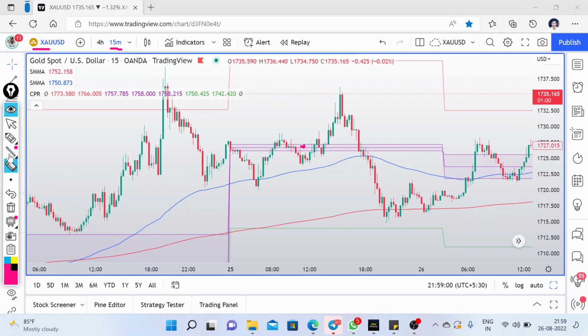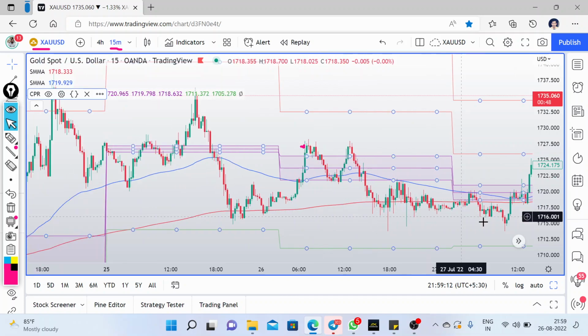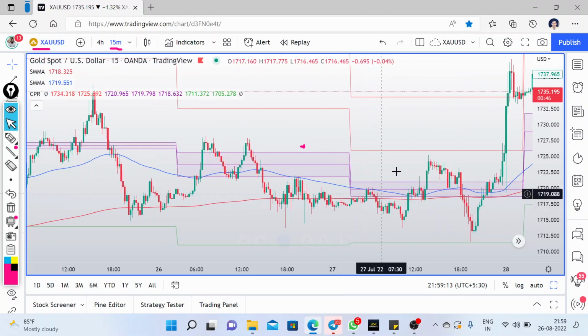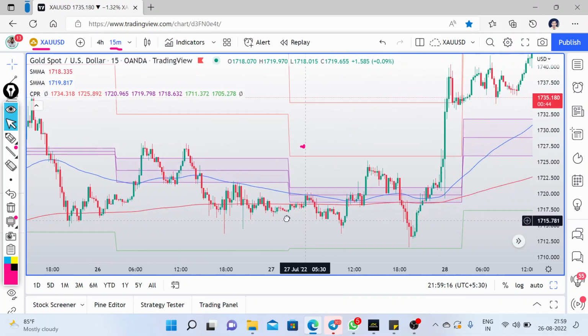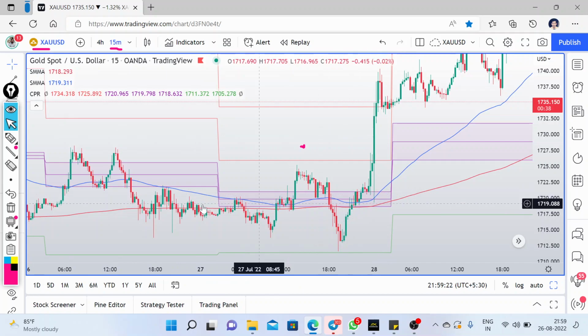So on the next day you can see our CPR is below, so the method is not valid. You do not have to trade on this day. The next day also you do not have to trade. The next day we have the CPR now above, and the signal is on the buy side because we do not have any crossover from upside to downside. That means the signal is still on the buy side.